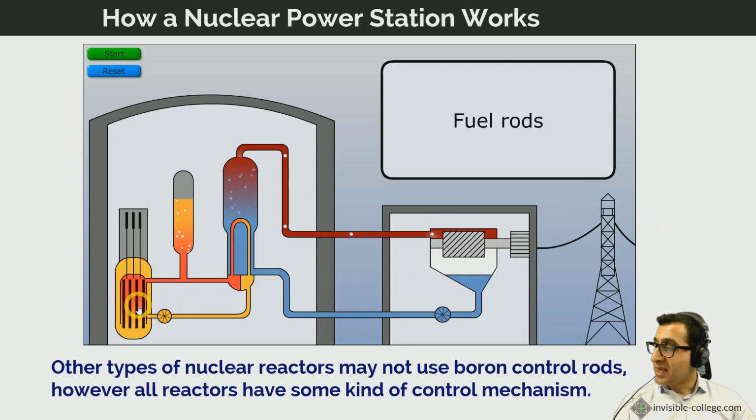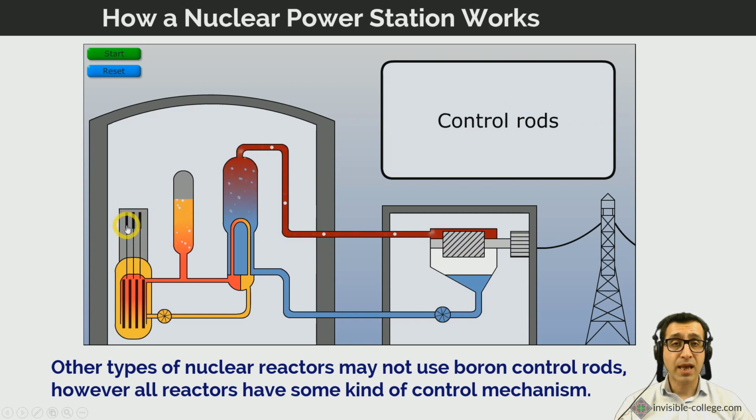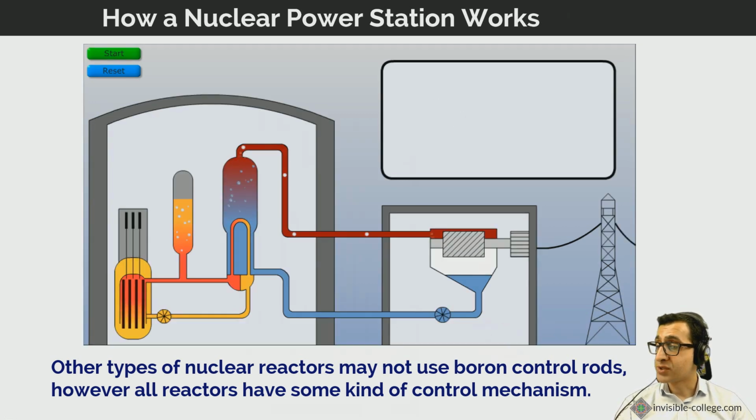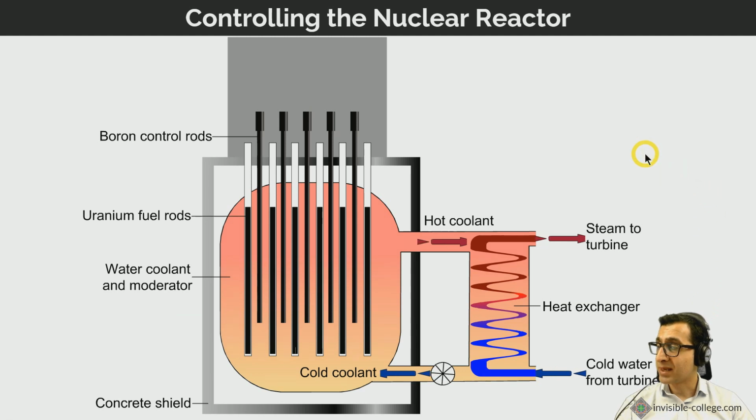Now, the amount of heat energy being given off by the fuel rods needs to be controlled, because sometimes you need less power output from the nuclear power station. Sometimes you need more power output to match the demands of the national grid. And so this is achieved by control rods. The control rods are made of a highly dense material which absorbs neutrons coming from the fuel rods. So let's take a look at how the control rod mechanism works.